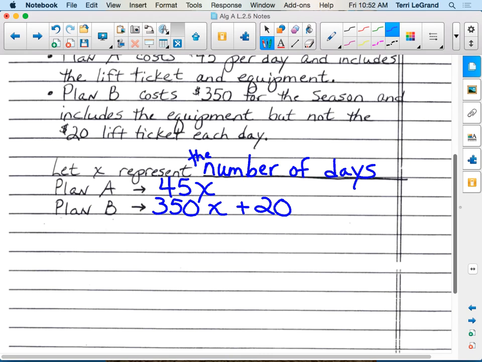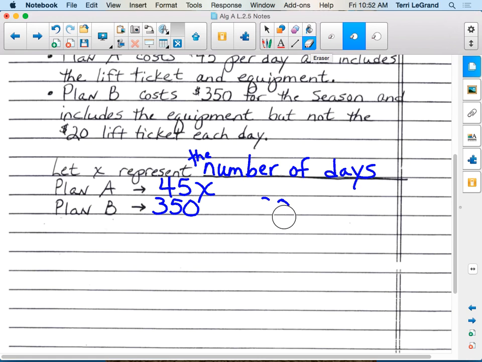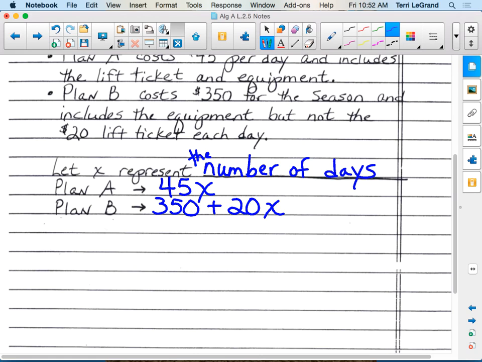No, it'd be 350 plus 20. So the 20 is what should be getting multiplied by the X, shouldn't it? Yeah, it's $20 a day. So we don't want the X on the 350. Definitely, I don't think I'd ever want to go skiing there if it was $350 a day. $350 is the season pass that gives you all the equipment and the rights to go skiing there, and then it's $20 every day for the ski lift ticket.